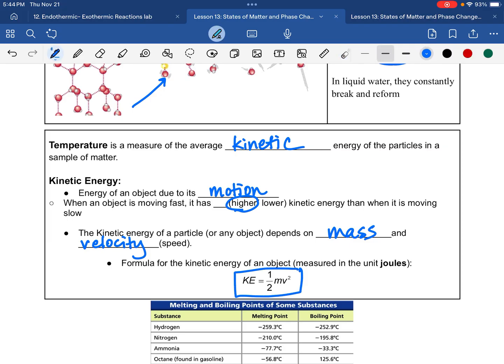You're going to look at this formula and think to yourself, in which state of matter does water have the highest kinetic energy? Solid, liquid, or gas?